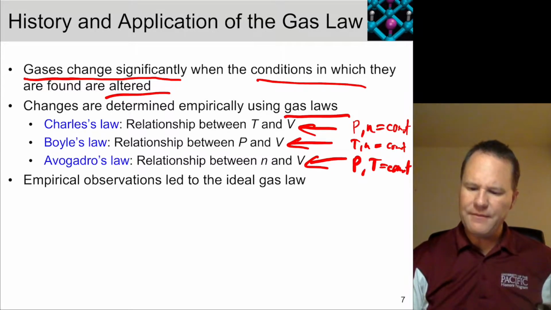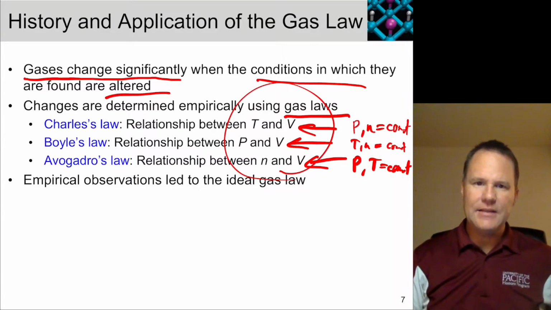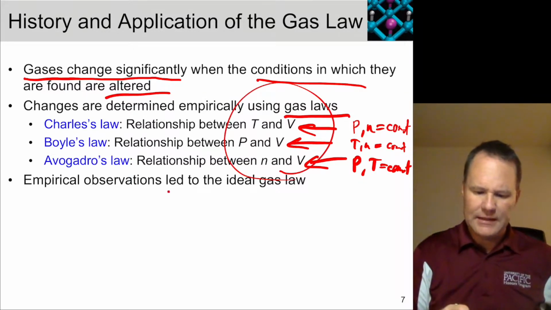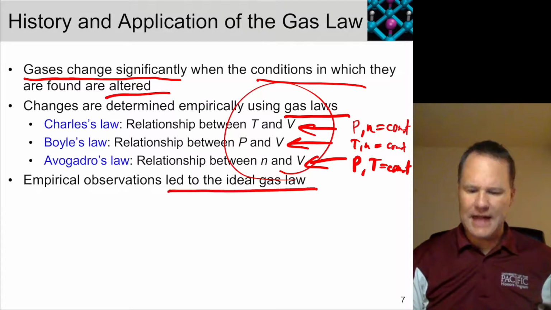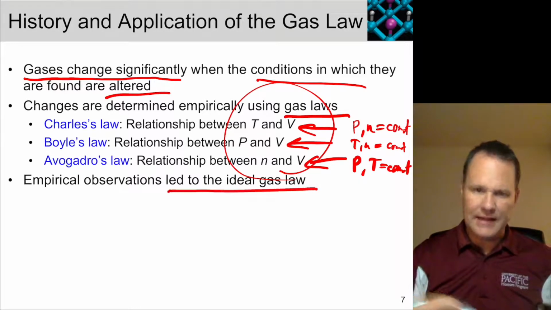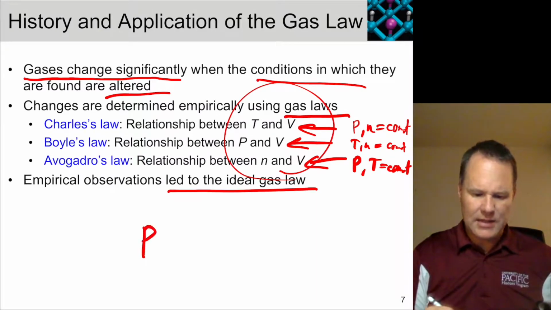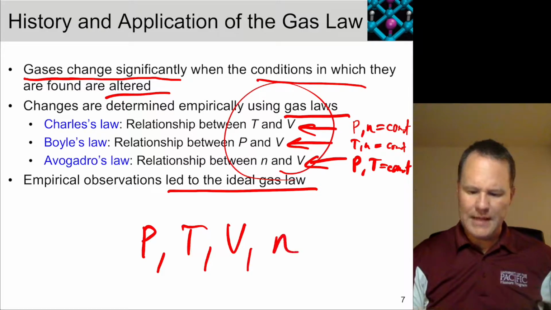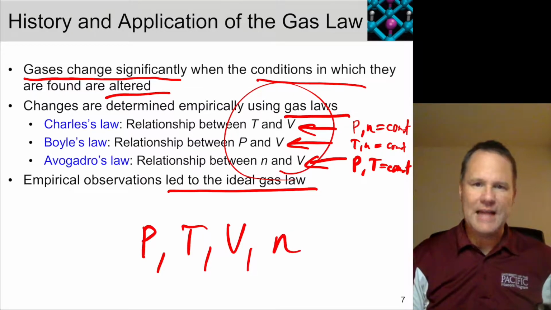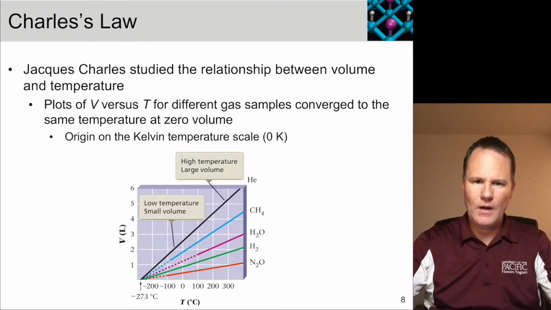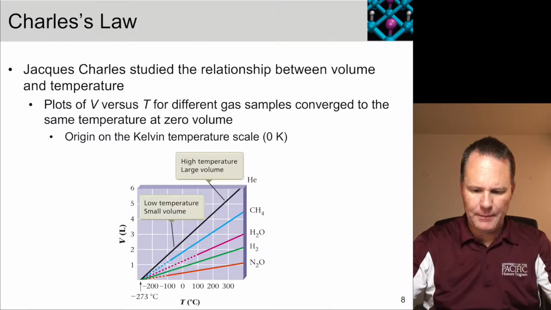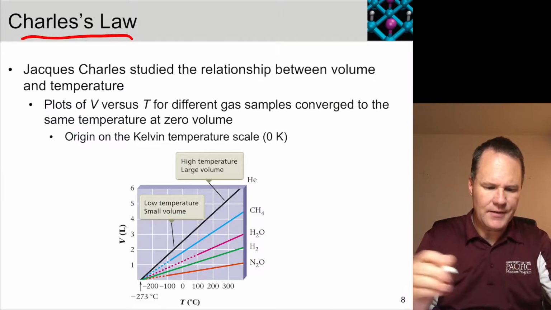Okay, and when we have these 3 equations, we can put it all together and describe a relationship that is the ideal gas law. So 3 laws together lead to the ideal gas law, which will tell us how the pressure, the temperature, the volume, and the number of moles of the gas are interlinked. So the first law that I'll be talking about is called Charles' law.